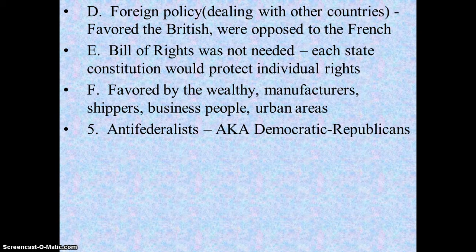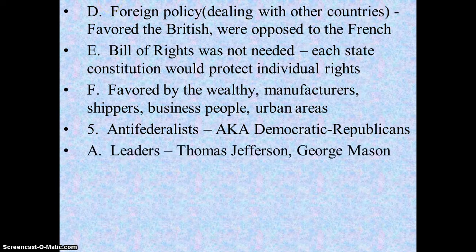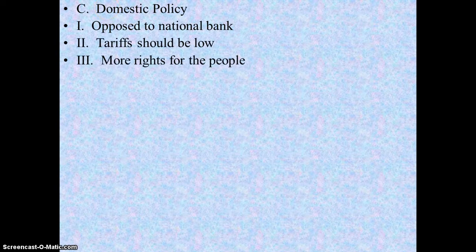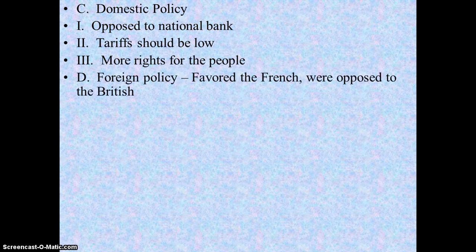The Anti-Federalists opposed the Constitution, also known as the Democratic Republicans. The leaders are Thomas Jefferson and George Mason. They favored states' rights, weak national government, and a strict interpretation of the Constitution. Domestic policy: opposed to the national bank. Tariffs should be low, and more rights for the people. Their foreign policy: they favored the French and were opposed to the British. So just completely opposite of the Federalists.